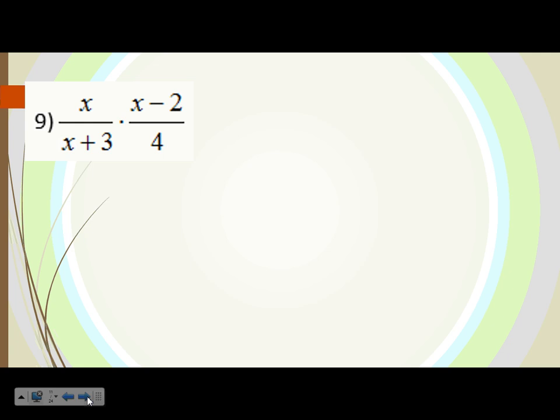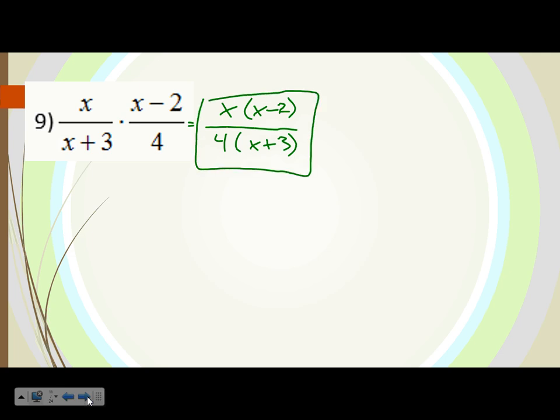So, number 9 for this one. When you do these, first thing you want to look for is factoring. We can't factor any of these, so we just have to multiply straight across. And this is really nice. If you actually do multiply these and put x squared minus 2x over 4x plus 12, you can do that. That's the right answer. That's phenomenal. But I'm actually going to accept if you don't multiply them and you just write them out this way: x times x minus 2 over 4 times x plus 3. If you do that, that's fine. I'll accept that for this stuff.